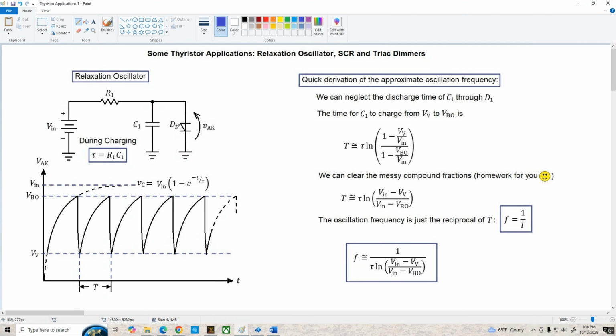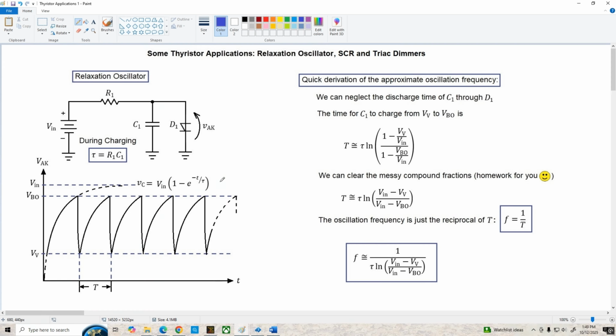Now, if we didn't have a four-layer diode in the circuit, the capacitor would just charge up to its final value and sit there. But assuming the breakover voltage is less than V in, we're going to hit the breakover voltage, at which point the four-layer diode becomes a very low resistance. It discharges C1 very quickly, and the voltage drops to the valley voltage of the four-layer diode, at which point it becomes an open circuit again, and this charge-discharge cycle just repeats over and over again.